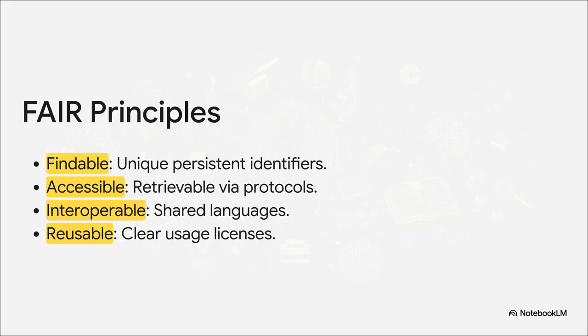But for a computer to actually help us, the data has to follow 4 golden rules. First, it needs to be findable. That means having globally unique, persistent identifiers and really rich metadata. Second, accessible. Once you find it, you need to be able to retrieve it using standard, open protocols. Third is interoperable. It has to use shared, broadly applicable languages so entirely different systems can actually talk to each other. And finally, reusable. It needs crystal clear usage licenses and detailed provenance so other researchers can confidently build upon your work.